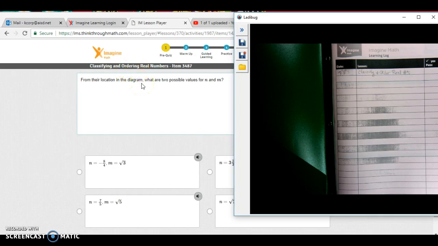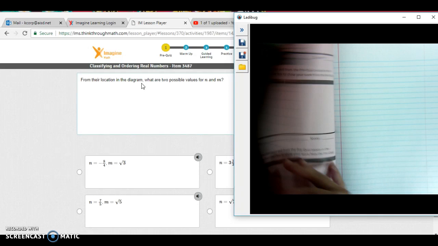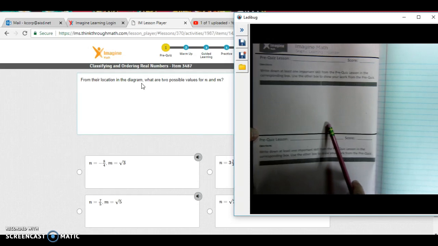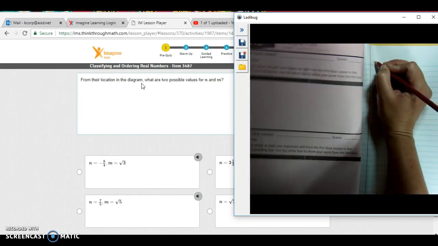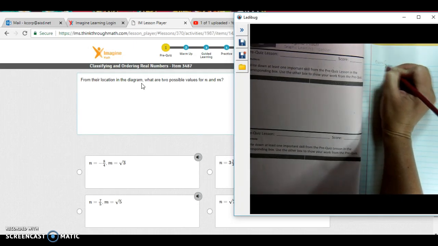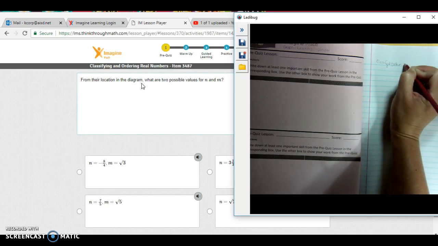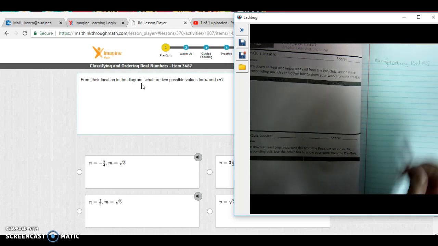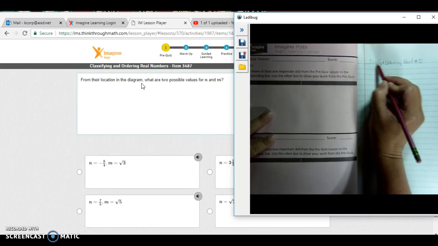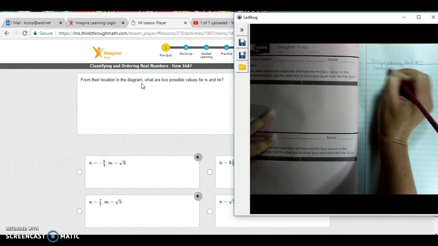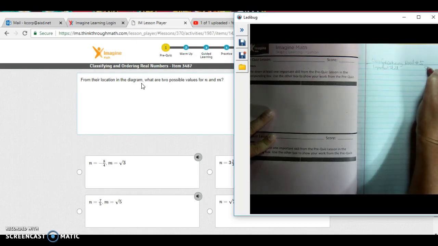And then I'm going to come over here and use the template that's provided for me on the back of this page. So again, I'm going to rewrite the name of the lesson, which was classifying and ordering real numbers. I don't have a score yet, but I am going to draw a line here, write important skill, and then show work on this side.